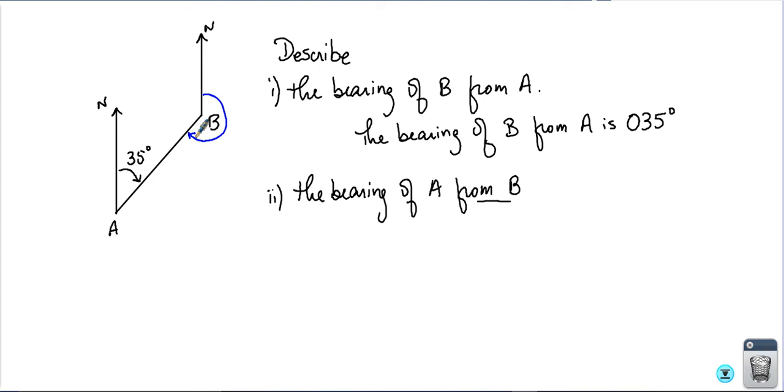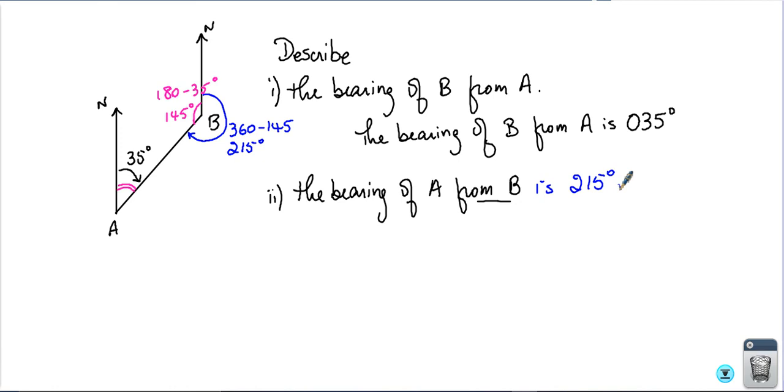For example, I know that this angle is 35 degrees. And I know that this angle here and this angle here are called interior angles, so they are supplementary. They add up to 180 degrees. So this angle here, obtuse angle B, is 180 minus 35, which is equal to 145 degrees. That implies that reflex angle B is 360 minus 145, which is equal to 215 degrees. So we can say that the bearing of A from B is 215 degrees.